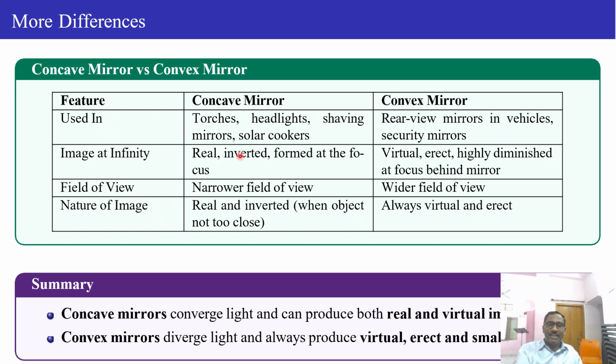Some more differences. A concave mirror is used in torches, headlights, shaving mirrors and solar cookers. Where do we use a convex mirror? We use it as rear view mirrors in vehicles and as security mirrors in ATM centers.